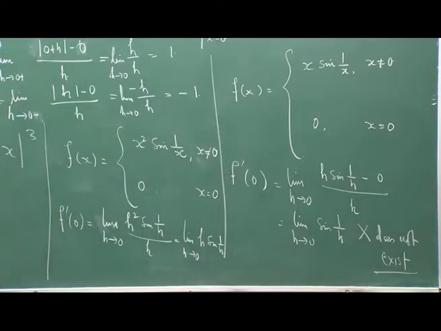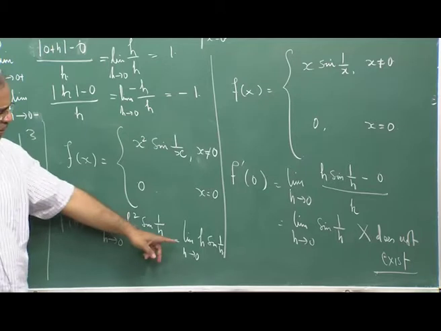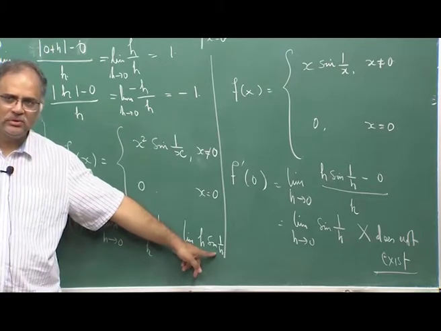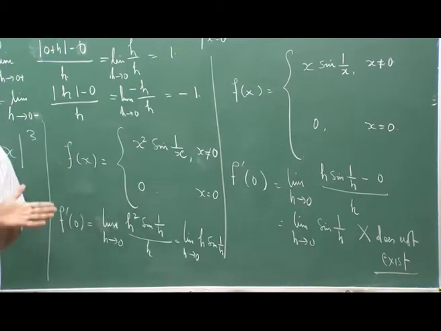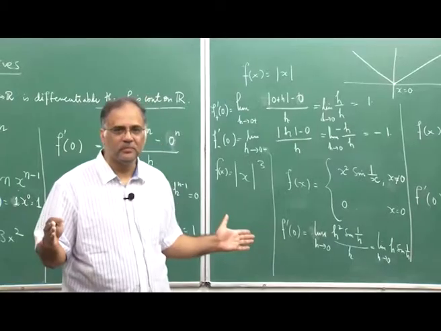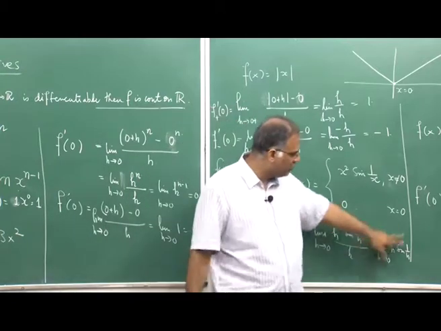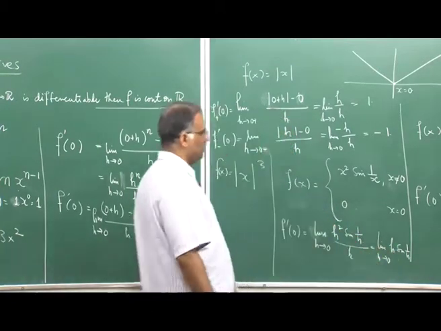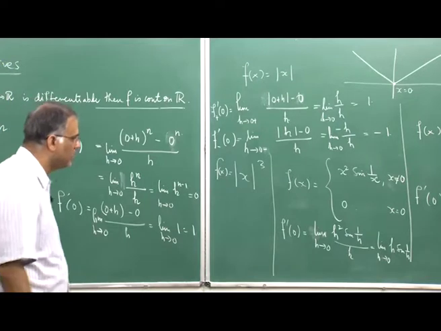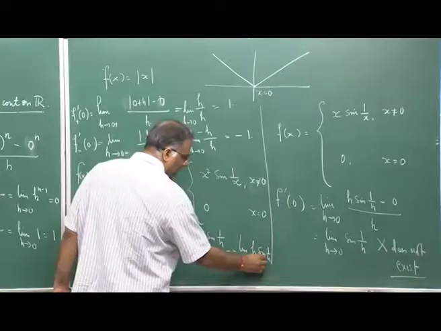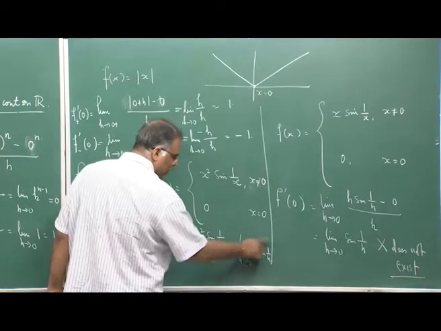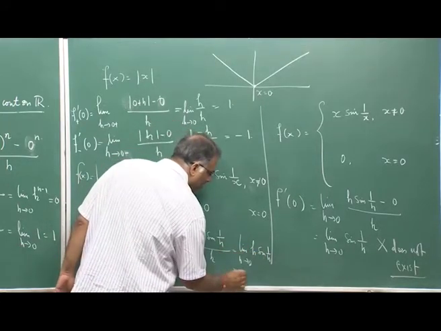Now sine 1 by h is a bounded function. It cannot take any value outside minus 1 and plus 1. So it always remains within that bound, minus 1 to plus 1. Because of that, as h tends to 0, this value would go to 0.